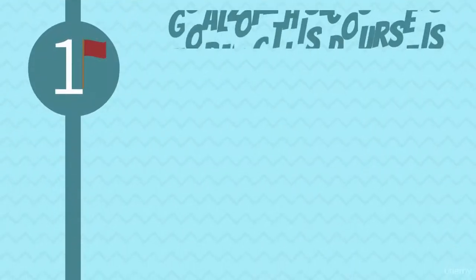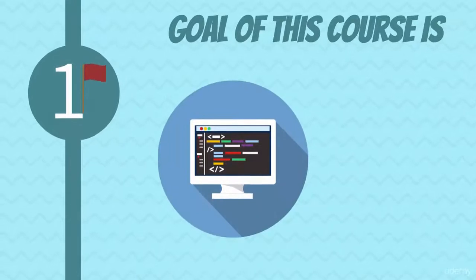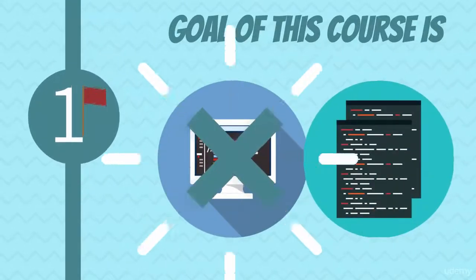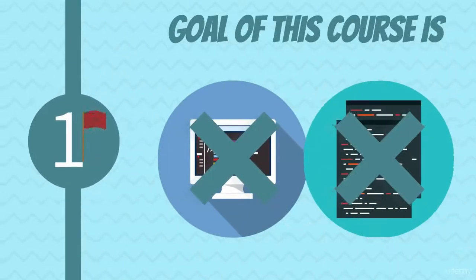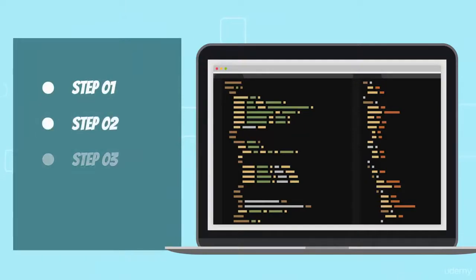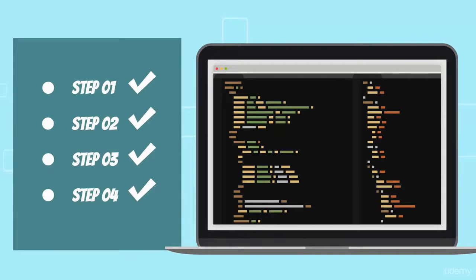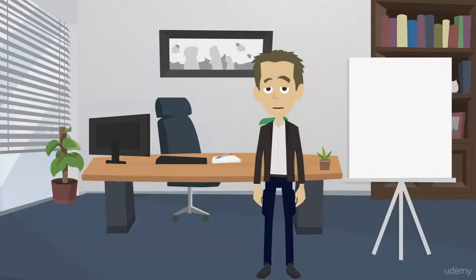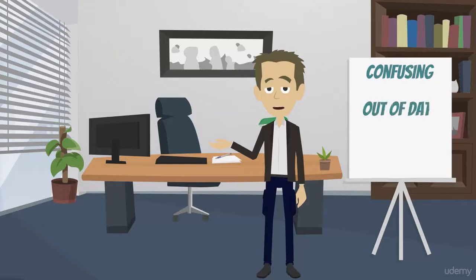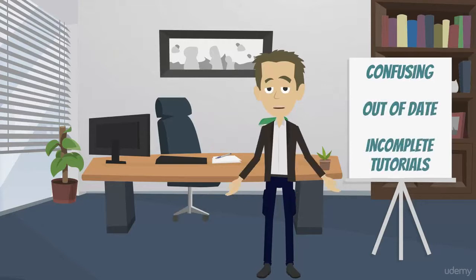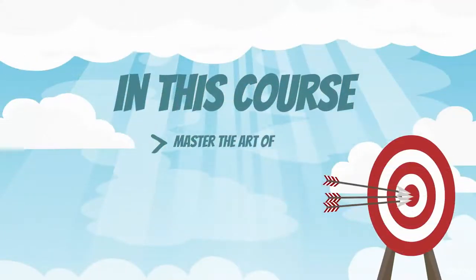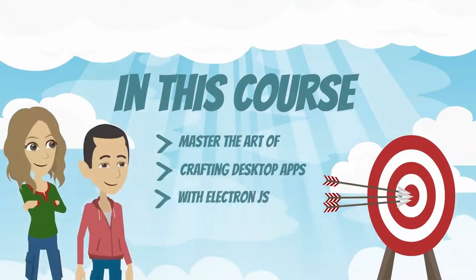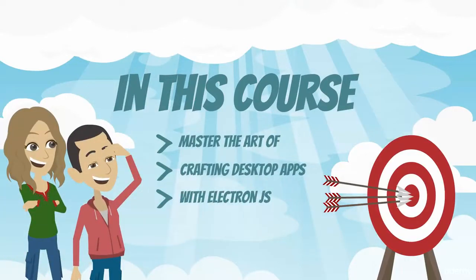The number one goal of this course is to make sure that you're not wasting any more time copy-pasting code into your code editor. We are going to explore every bit of syntax, step by step, to make sure that you understand exactly what we're building. I built this course to make sure that you don't have to spend any time on confusing, out-of-date, or incomplete tutorials again. In this course, you'll master the art of crafting desktop applications with Electron JS.